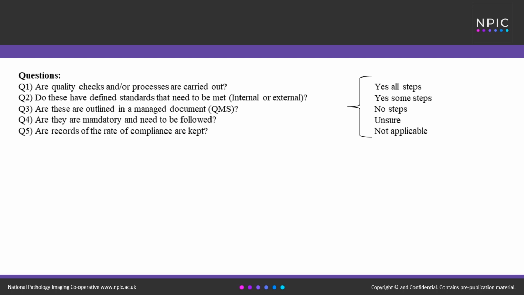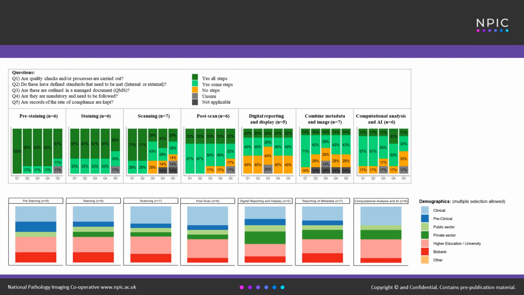So these are just questions to try and tease out what level, or if at all, they're carrying out quality checks and processes. And they could answer yes to all steps, yes to some, no, unsure, or not applicable. So this is the data. Now, it was an anonymous survey, and we allowed centres to opt out of any of the 7 stages because some of them might not be doing those steps.